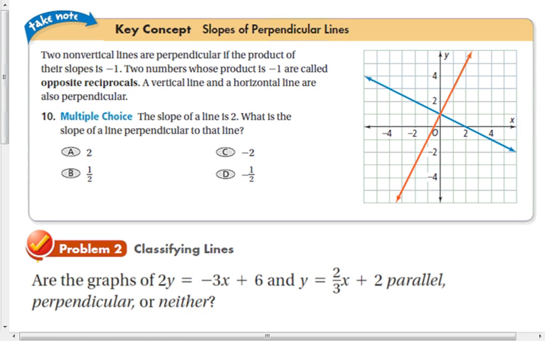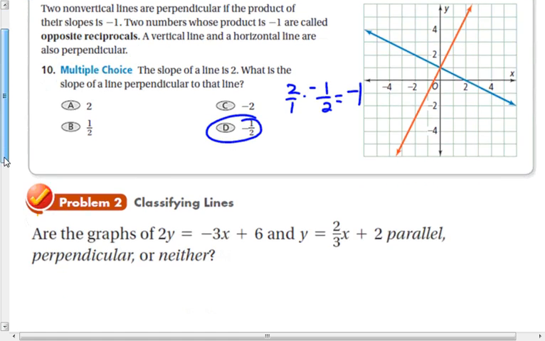So the slope of a line is 2. What is the slope of the line perpendicular to that line? So 2 can be written as 2 over 1. So think of flipping that over and making 1 negative. And then if you multiply those two, you should get negative 1. That would be your check.